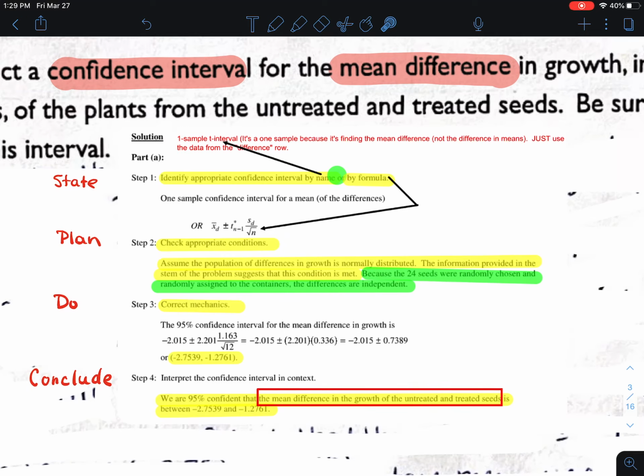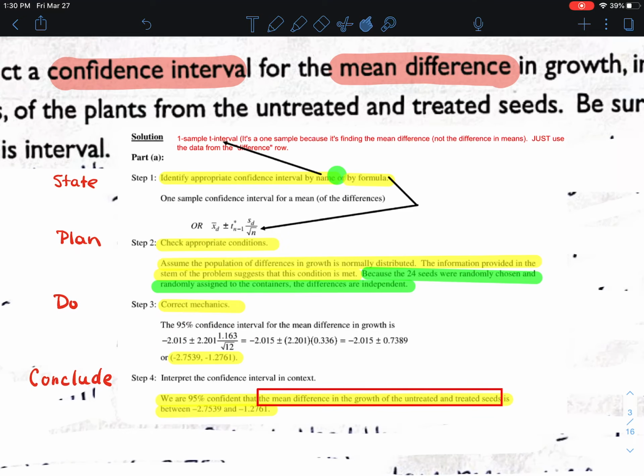Then we would have to check the appropriate conditions. This is basically telling you that you can assume it's normal because we were given that in the problem. We also would want to state that the seeds were randomly assigned to treatment groups. That meets the random condition. And remember, you do not have to do the 10% condition if we're talking about experiments. For the do step, you're welcome to just run the one sample t interval on the calculator, or you could use the numbers plugged into this formula. Here's your interval, and then of course we always interpret.